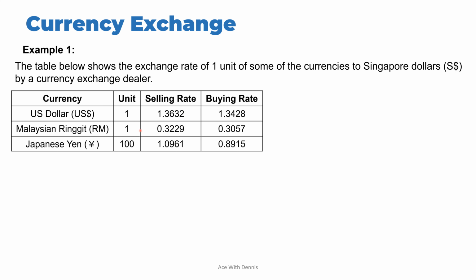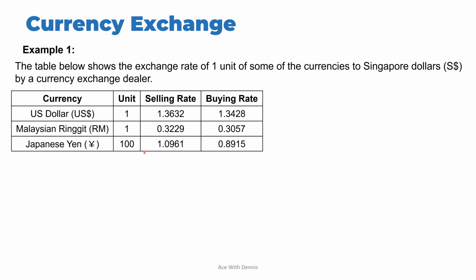Same as Malaysian ringgit. So they will sell me 1 ringgit Malaysia at 0.3229 Singapore dollars. And if I have Malaysian ringgit, they will buy 1 Malaysian ringgit from me at 0.3057 Singapore dollars. So do remember, the selling rate will be higher than the buying rate because they want to make money from the difference here. Okay, so how to interpret Japanese yen is 100 unit.